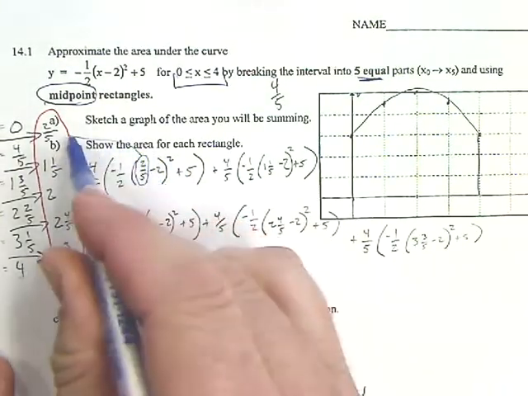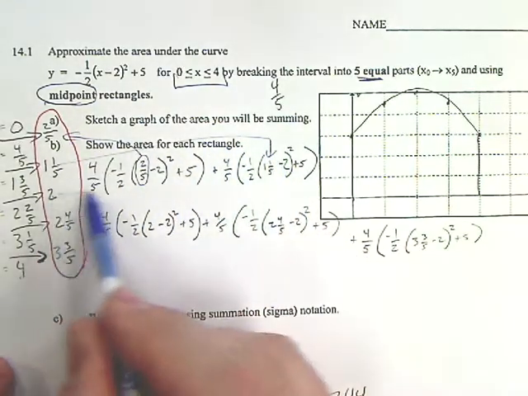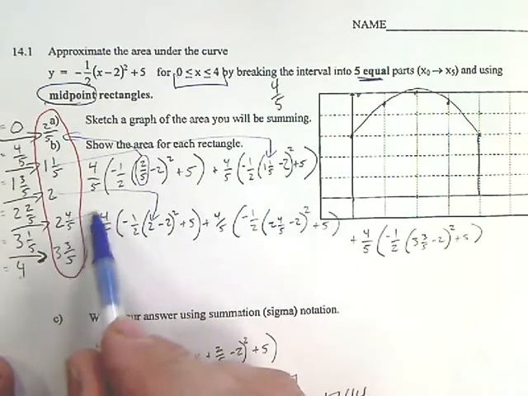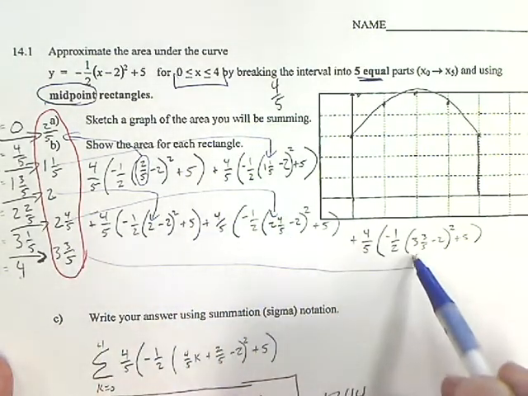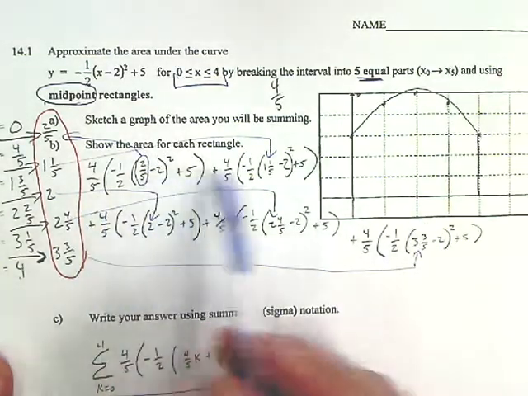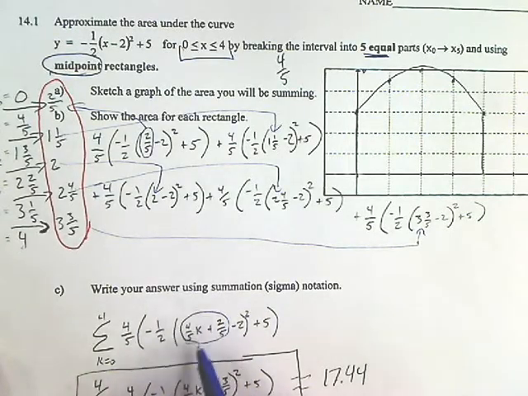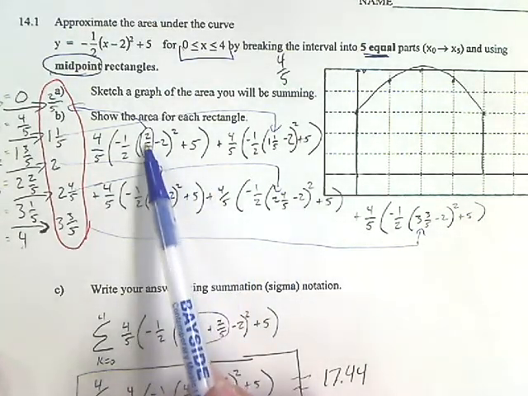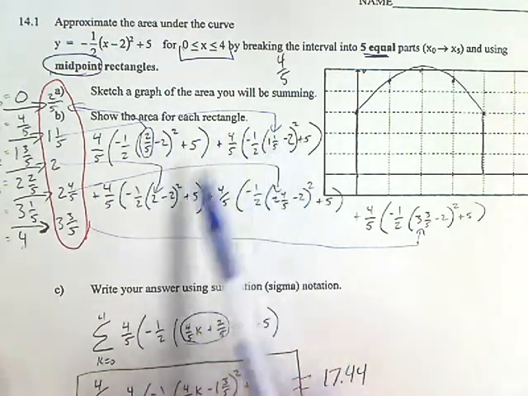And here's where I used it. There's that guy. There's that guy. Everything else stayed the same. So I just wrote it out. This is the only thing that was changing. It started at 2/5. It's going up by 4/5 each time.